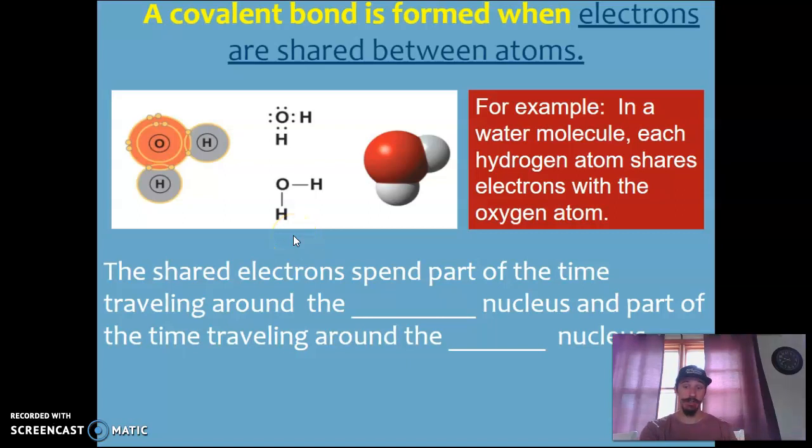So the shared electrons are going to spend part of their time traveling around the hydrogen nucleus, which, remember, is comprised of protons and neutrons. And the other part of their time, because they're shared electrons between hydrogen and oxygen, these electrons can be found traveling around, you got it, the oxygen nucleus.